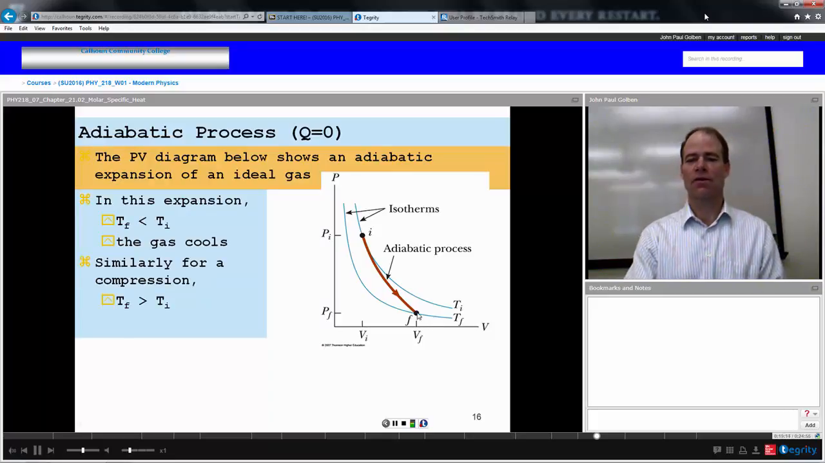And if we were to go the other way, from an initial temperature and compress it to a final temperature, our gas actually would heat up. The gas would increase in temperature with no heat added, but because of the work done on the system, there will be energy added to the system and the temperature will go up.